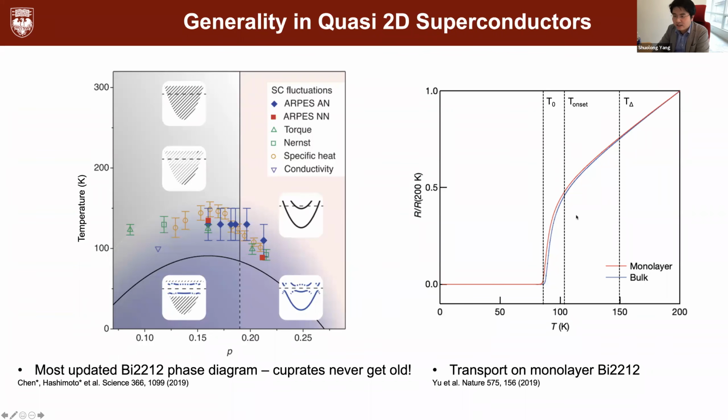And you can always find this very broad region where you see this bend down of the resistivity, but it doesn't immediately enter the zero resistance. So we believe that the same kind of BKT physics, the same kind of fluctuation, also exists in quasi-2D cuprates.